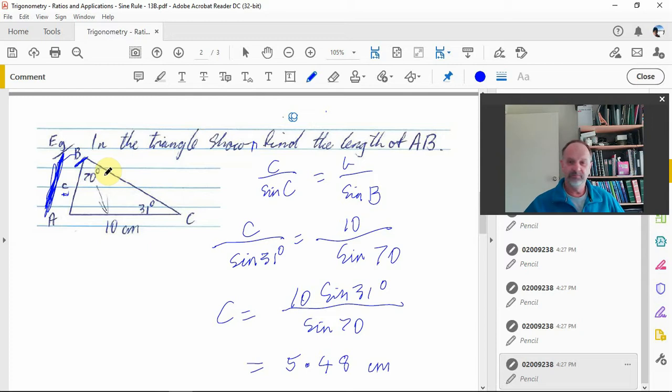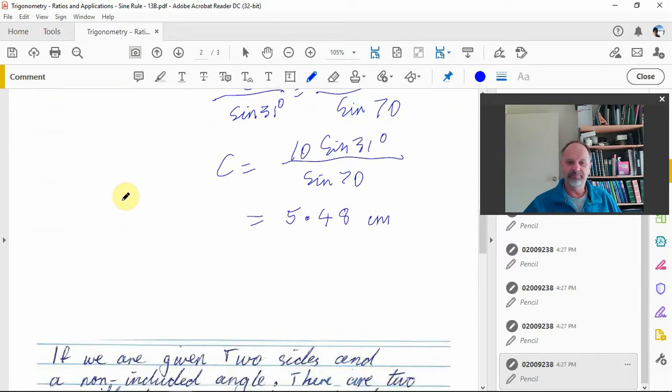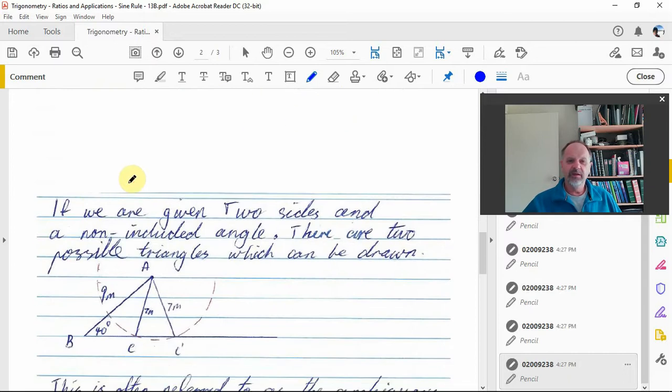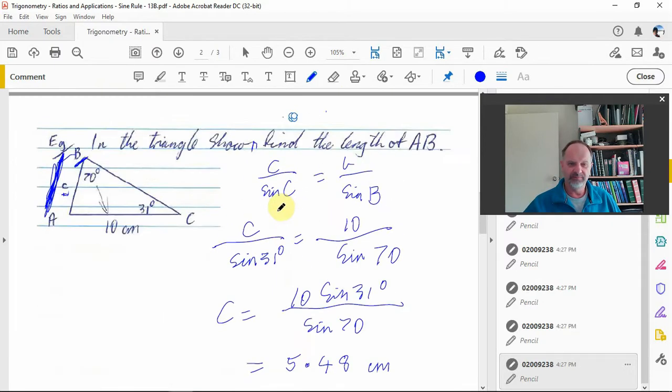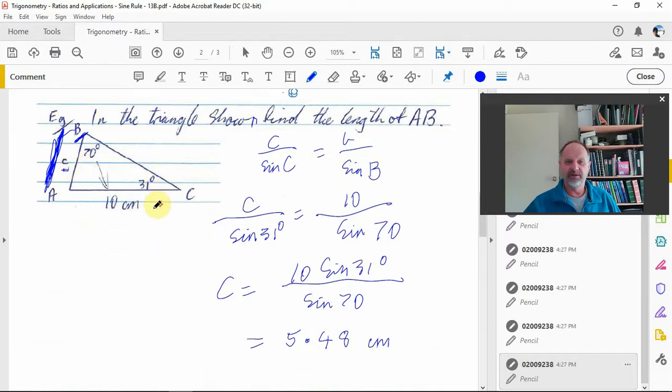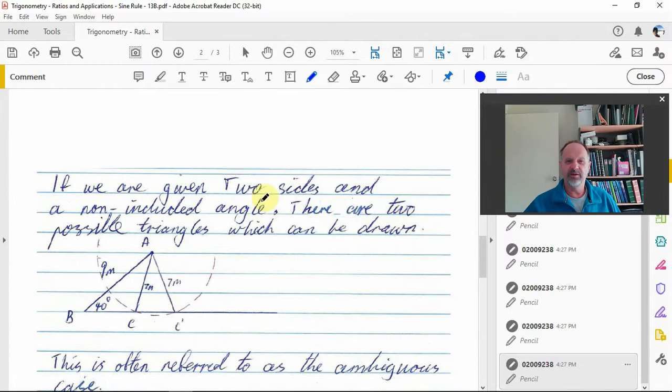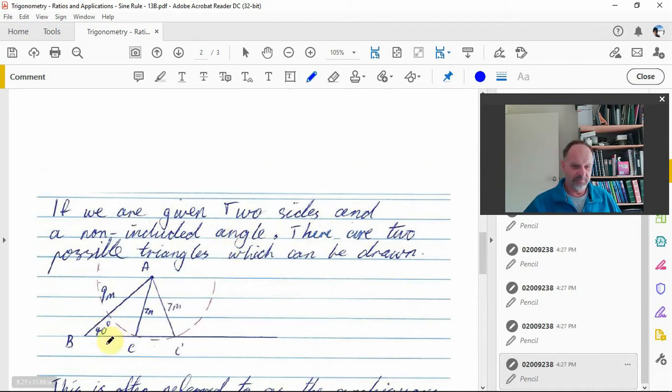All seems pretty straightforward. However, if you are given 2 sides and a non-included angle, so up here we were given 2 angles and a side and had to find the same side, but here we get 2 sides and an angle, there are 2 possible triangles.